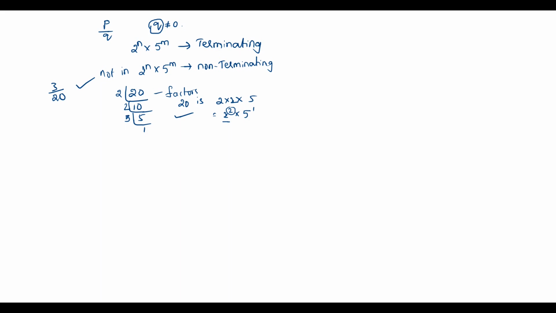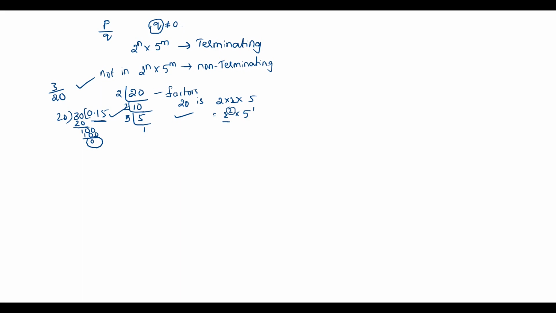3 by 20. 20 once 20, 10 will not go, once 0, 25, 100. Here it is the proof. 0.15 is a terminating decimal number. In this way we can solve any number, even a large value of q.